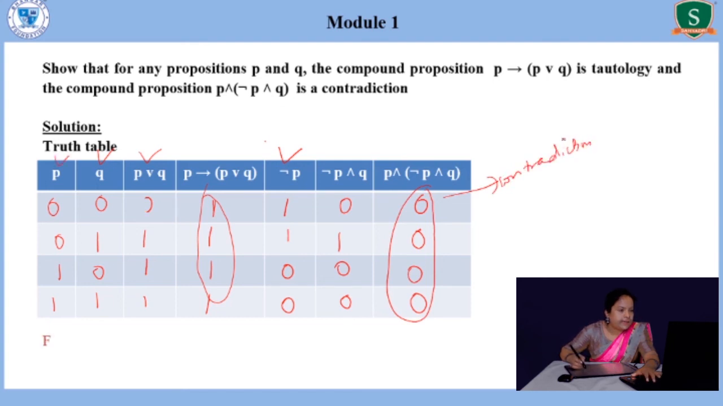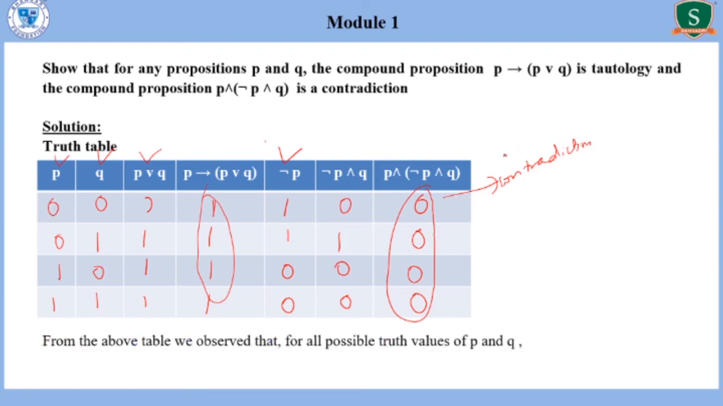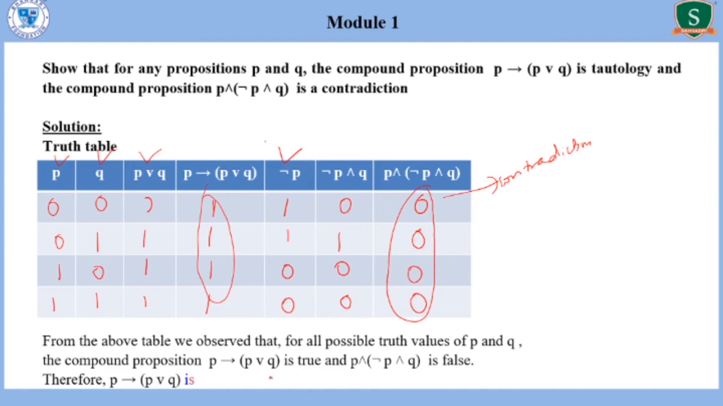At the end, we can write it as, from the above table, we observe that for all possible truth values of P and Q, the compound proposition P conditional P or Q is true and P and negation P and Q is false. Therefore, P conditional P or Q is a tautology and P and negation P and Q is a contradiction.